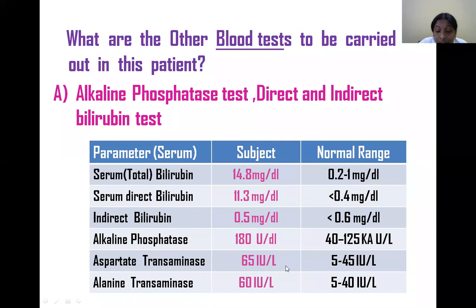Aspartate transaminase, normal range 5 to 40 international units per liter, but in this case its value is 65 international units per liter. Alanine transaminase, normal range 5 to 40 international units per liter, but in this case 60 international units per liter.